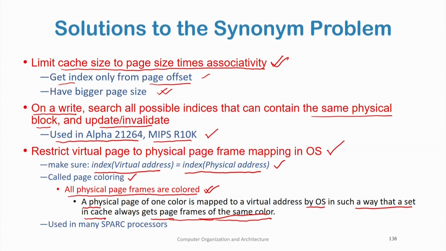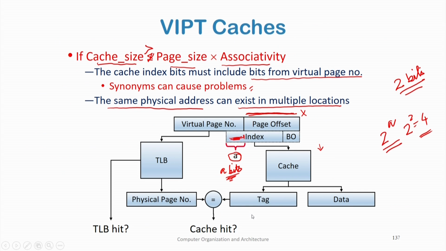Suppose these 2 bits of these A bits can be 00, 01, 10 and 11. So, I have 4 colors: one color is 00, another is 01, 10 and 11. So, if a virtual address or virtual page number has this particular bit pattern 00, I will only allow pages with color 00.